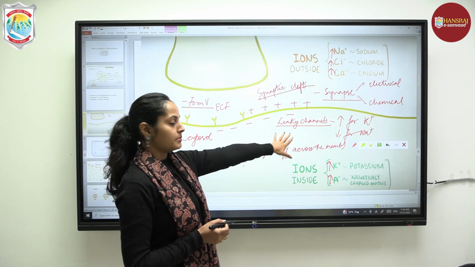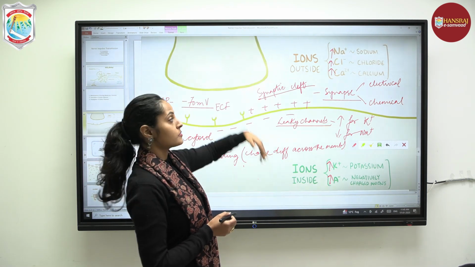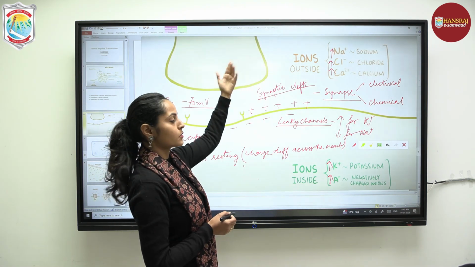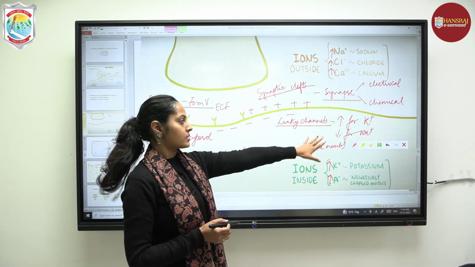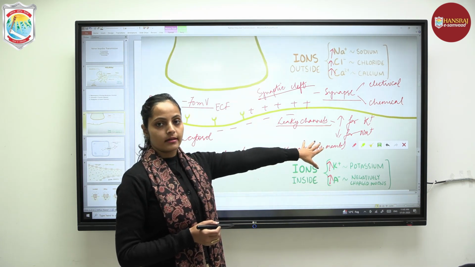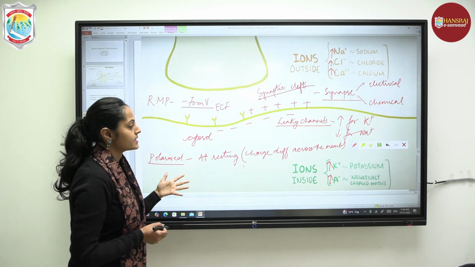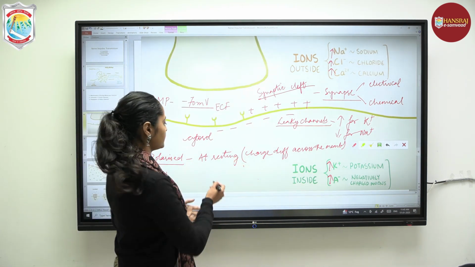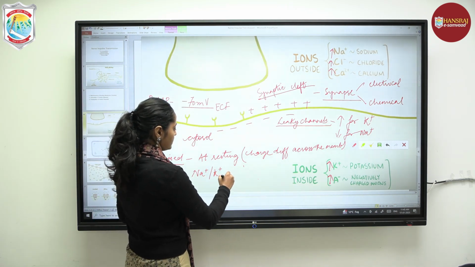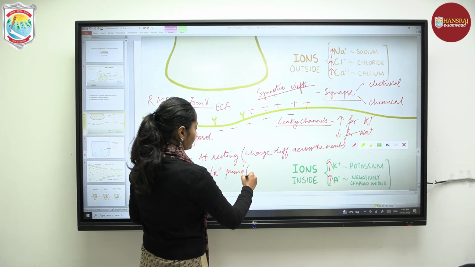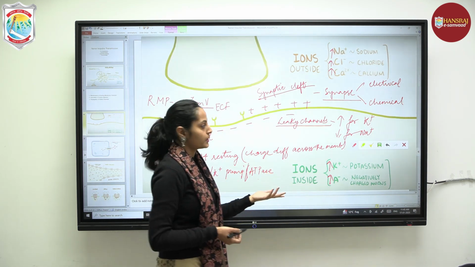Second reason is number of leaky channels, which are higher for potassium, which means more potassium is going out, which means more positive is going out, leaving the inside to be more negative, as compared to the leaky channels for sodium, which are lesser in number, so less sodium is coming in. The other third reason is the sodium potassium pump. Sodium potassium pump, or we can also call it as ATPase, because it utilizes ATP.